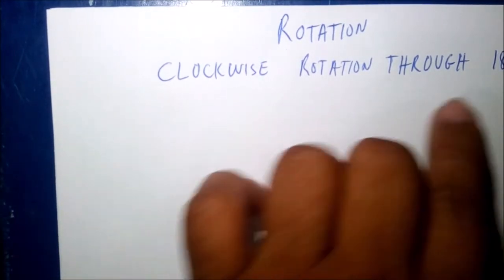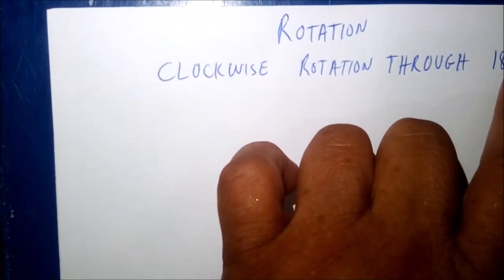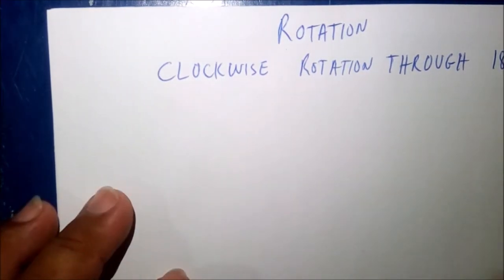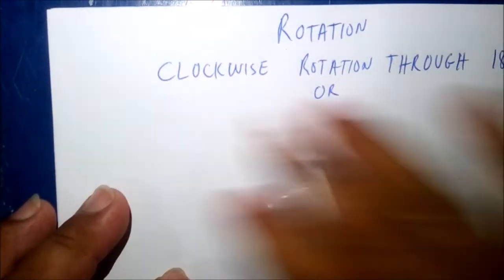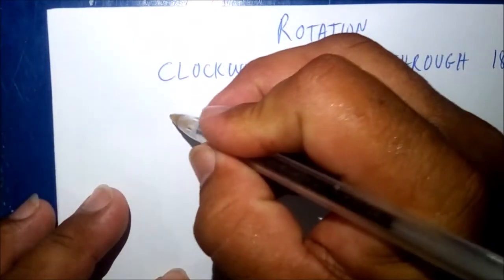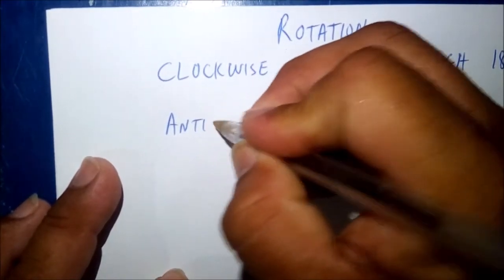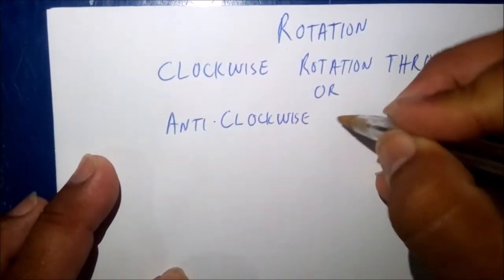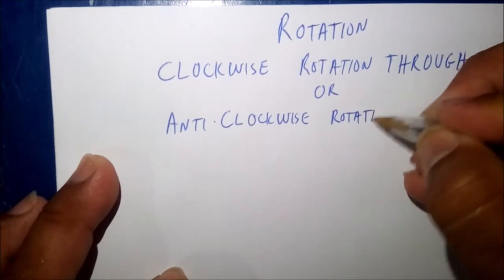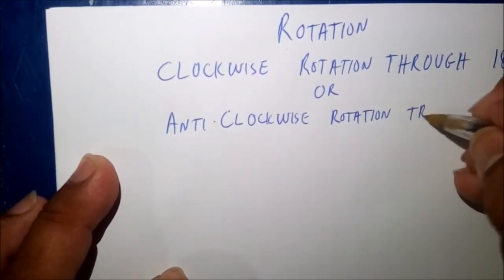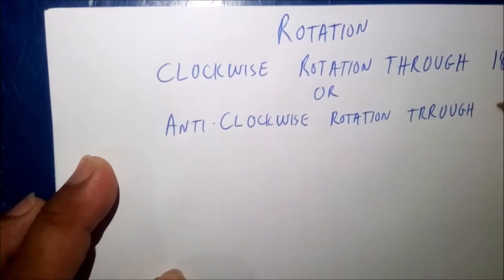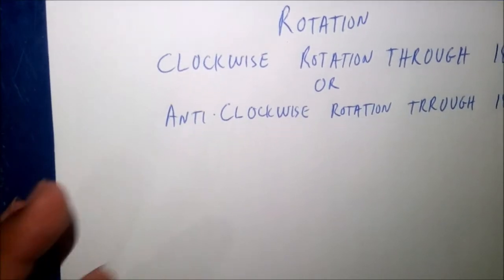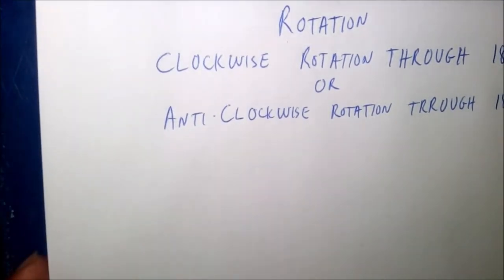A clockwise rotation through 180 degrees can also be said to be equivalent to an anticlockwise rotation through 180 degrees. Or let me put it the next way. This is also equivalent to anti-clockwise rotation through 180 degrees.